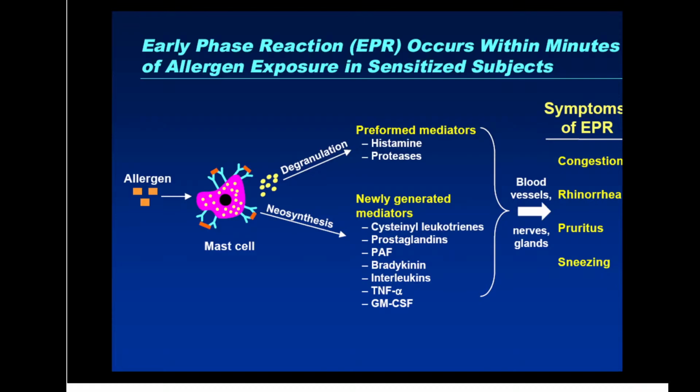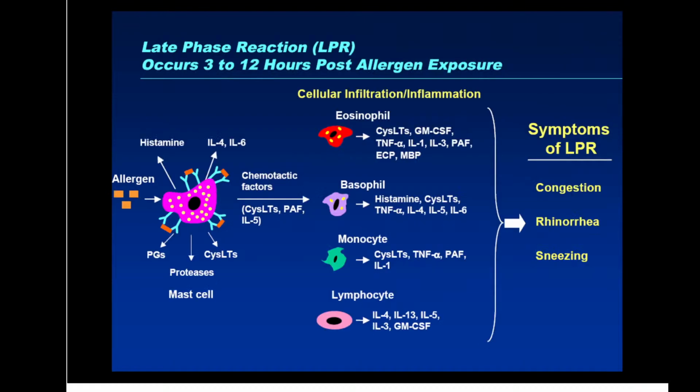Once more about type 1 reaction. The early phase reaction is degranulation of mast cell membranes, releasing histamine and proteases, and it occurs within minutes of allergen exposure. The late phase reaction occurs 3 to 12 hours post allergen exposure and is caused by the action of the first-line active substances like histamine.